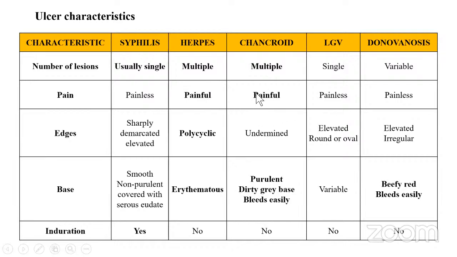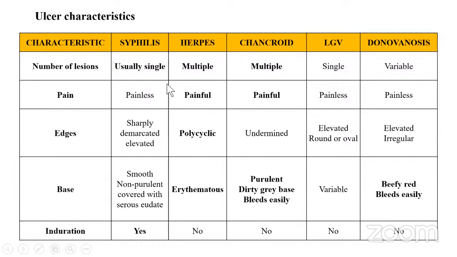Okay. And regarding the edges or the margins, herpes has polycyclic margins and chancroid has an undermined edge. And regarding the base, herpes has an erythematous base, whereas chancroid has a purulent, dirty gray base, okay? This is very typical of chancroid, and it bleeds easily. Similarly, in donovanosis, the base is beefy red, and they also bleed easily.